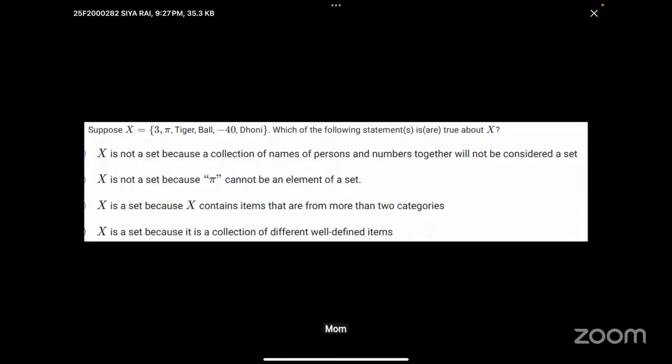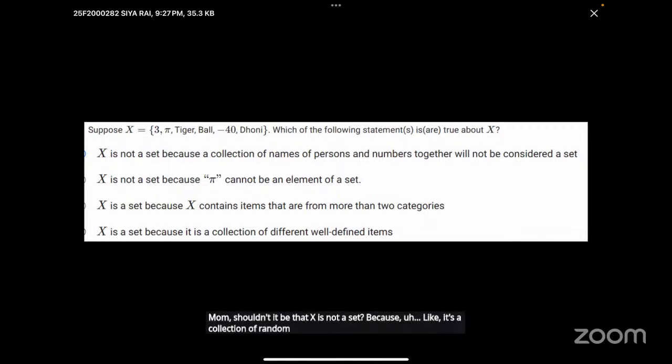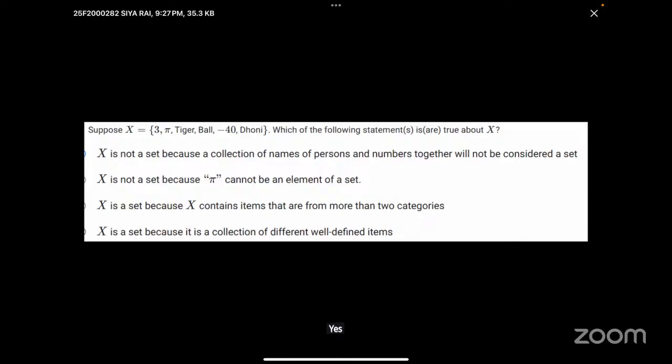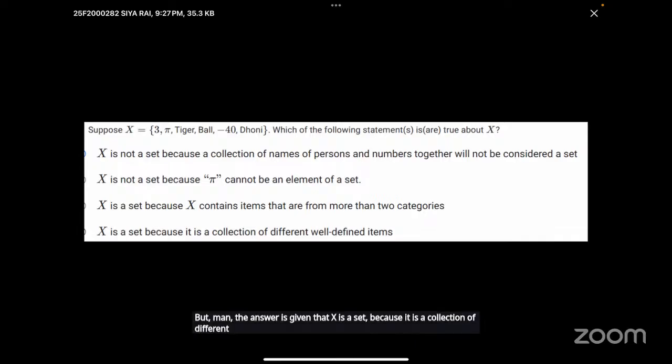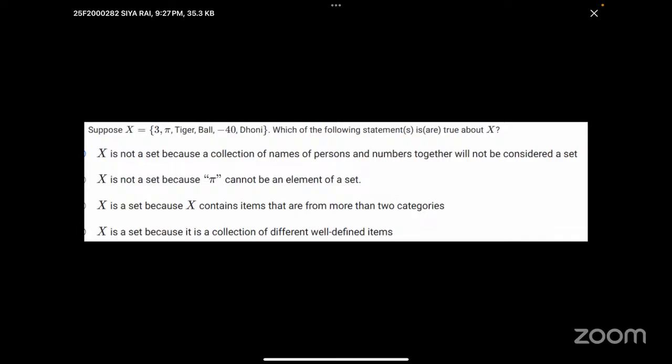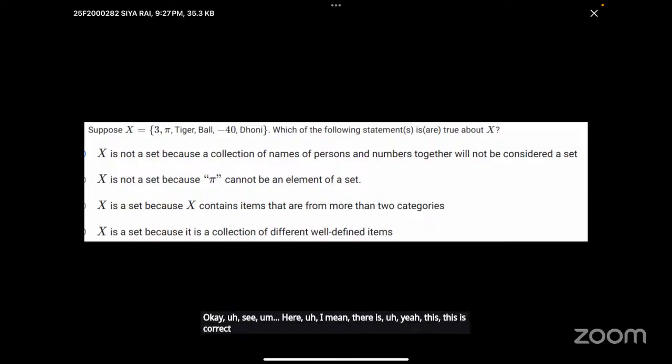Ma'am, shouldn't it be that X is not a set because it's a collection of random things? Yes. But ma'am, the answer is given that X is a set because it is a collection of different things. Okay. See, this is the correct one, maybe because here you don't have any definition.